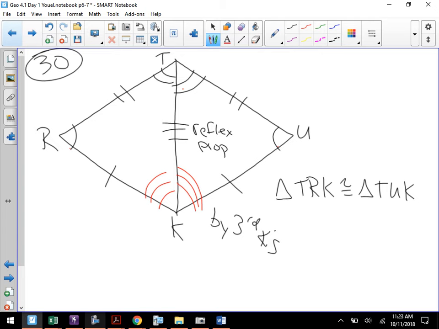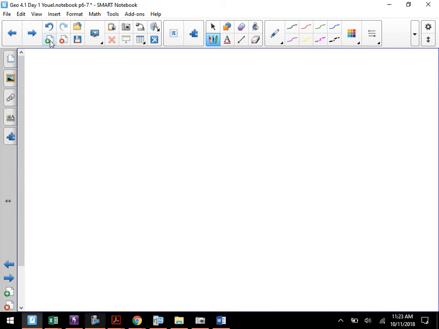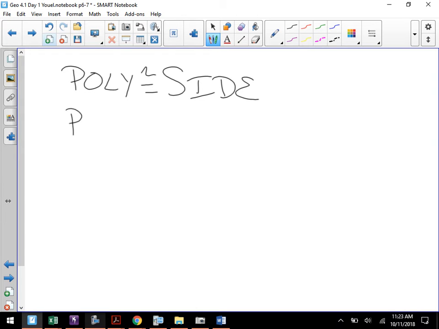In number 20, it says list all the 4 pairs of congruent sides. So if you have to list out the 4 congruent sides, do you need to draw the picture? No. If you think about it, remember each of these letters represents a vertex in the polygon, whatever shape it is. So if I'm connecting my segments, PO, OL, LY, YP, that's just following the lettering around.